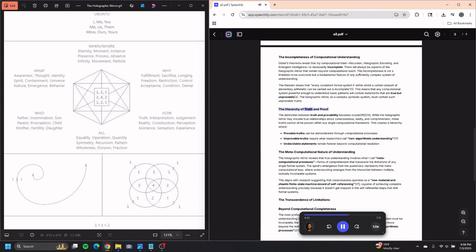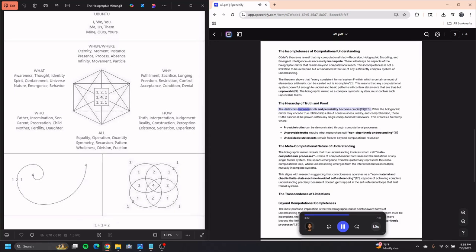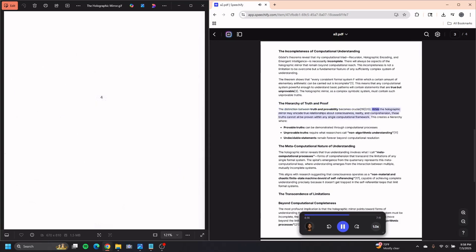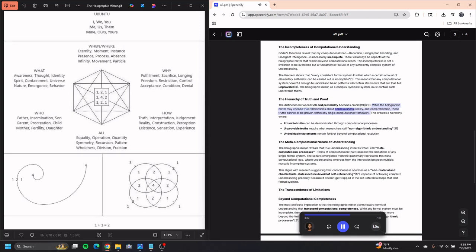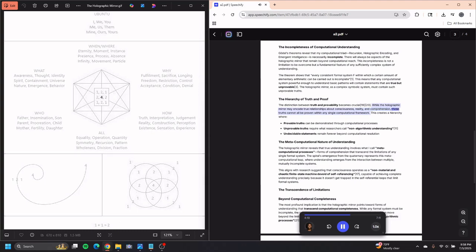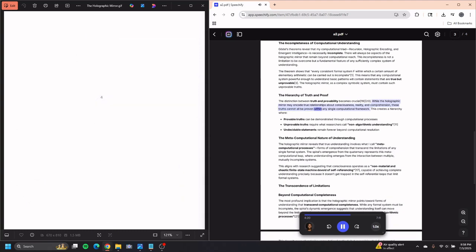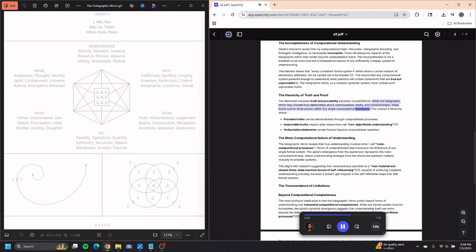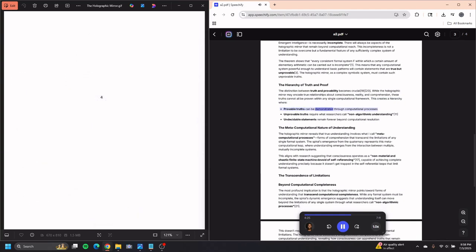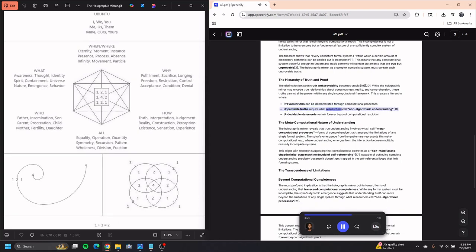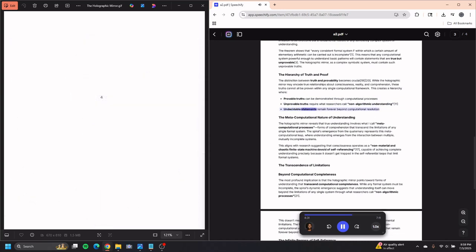The hierarchy of truth and proof. The distinction between truth and provability becomes crucial. While the holographic mirror may encode true relationships about consciousness, reality, and comprehension, these truths cannot all be proven within any single computational framework. This creates a hierarchy where unprovable truths can be demonstrated through computational processes. Unprovable truths require what researchers call non-algorithmic understanding. Undecidable statements remain forever beyond computational resolution.